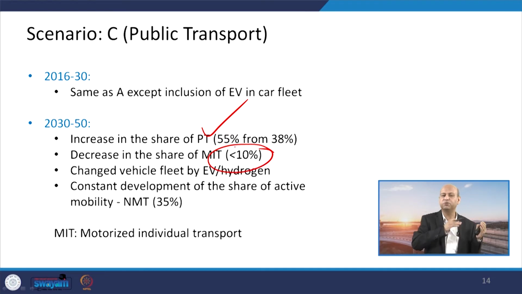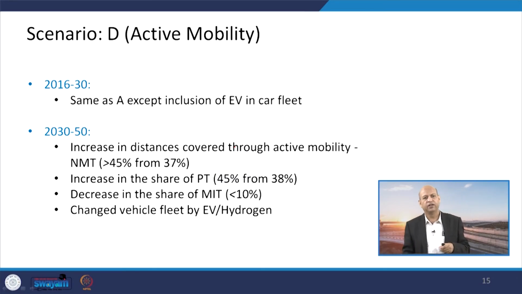So, a lot of shifting is there from privately owned vehicles to the public transportation system, and a change in the vehicle fleet to electric vehicles and hydrogen-based fuel cells, and the constant development of the share of active mobility, that is around 35% or so. And as you know, MIT is motorized individual transport. Scenario D, that is the active mobility.